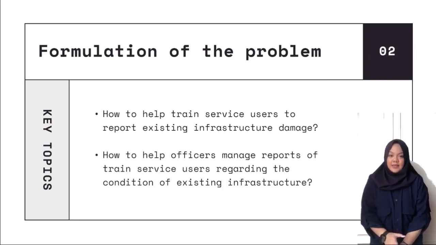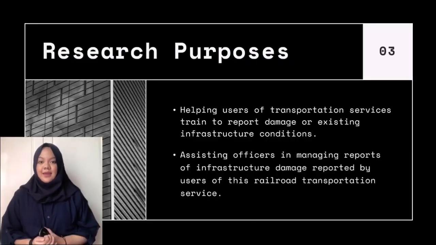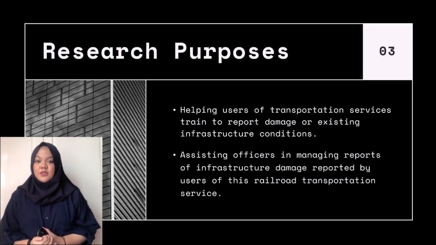For this case, there are two formulations of the problem. The first one is how to help service users to report existing infrastructure damage. And the second one is how to help officers manage reports of train service users regarding the condition of existing infrastructure.